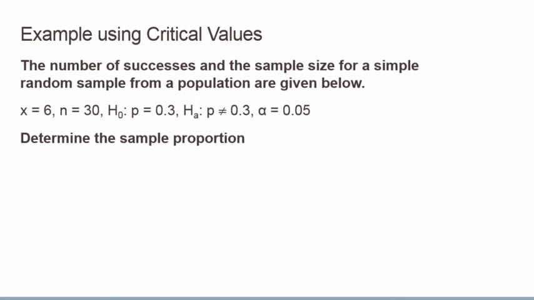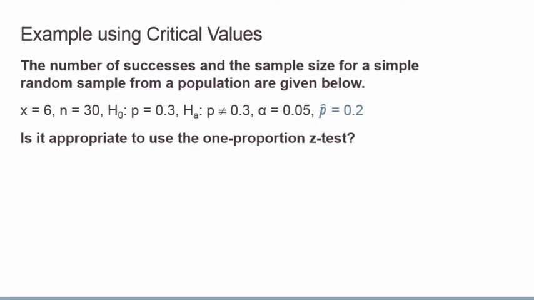Example using critical values. The number of successes and the sample size for a simple random sample from a population are given below. X equals 6, n equals 30, H sub 0 is P equals 0.3, H sub A is P does not equal 0.3, alpha equals 0.05. Determine the sample proportion. P hat equals X divided by n. My X is 6, my n is 30, 6 divided by 30 is 0.2.